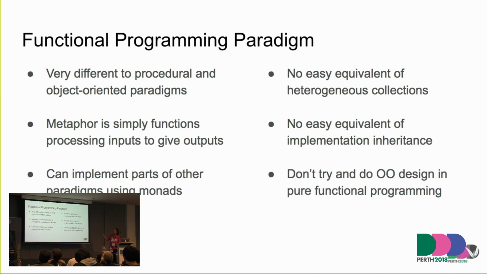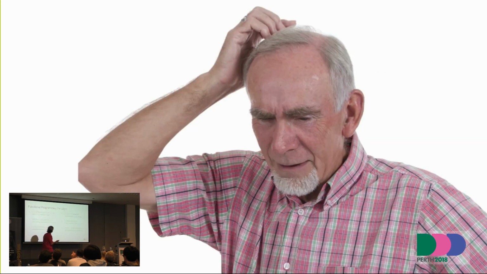Be careful, there are no easy equivalents of heterogeneous collections inside functional programming. There's no easy equivalent of implementation inheritance. So all the nice things you get in an OO hierarchy, where you implement and you inherit all the implementation, and think, oh, that saves us writing code, you don't get that here. Because OO is supporting that approach. It has the structures to support the inheritance. Functional programming languages have the structures to support these monads and this approach to programming. So they're a different way. Don't try and do OO design with a pure functional programming language.